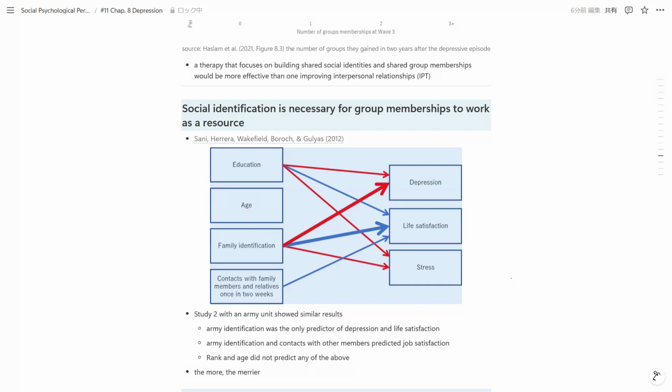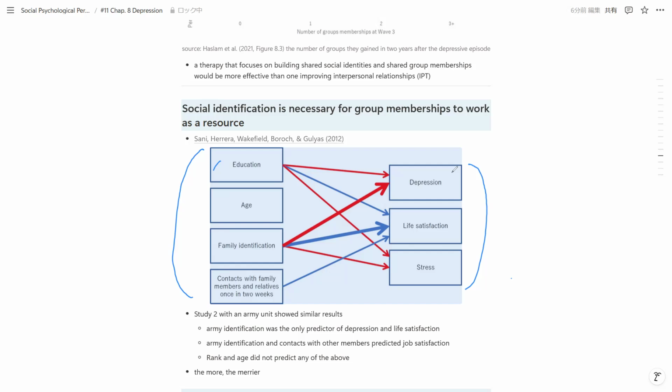There are four explanatory variables here, and Sunny and his colleagues examined how these four variables are related to three well-being variables. The first one is education. Remember we talked about how status is related to our well-being. In accordance with social determinants of health theory, red lines indicate a negative association between two variables, so education was negatively related to depression, meaning that the higher their education, the less their depressive symptoms.